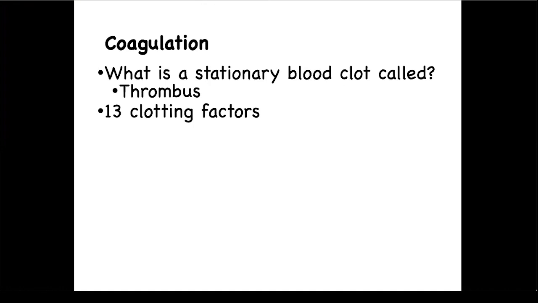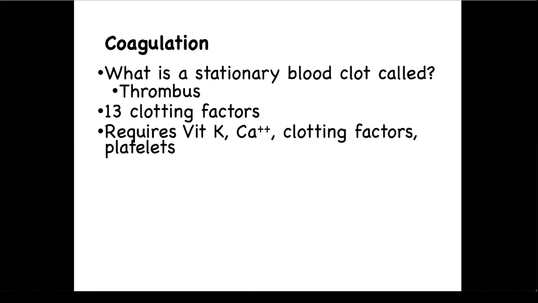Coagulation involves 13 clotting factors. Most of these will be proteins synthesized by the liver. Vitamin K, calcium, and the clotting factors, as well as platelets, are required for coagulation. Vitamin K is necessary to synthesize 4 of the clotting factors: 2, 7, 9, and 10. Calcium functions as one of the clotting factors, and platelets will be releasing chemicals involved in coagulation.